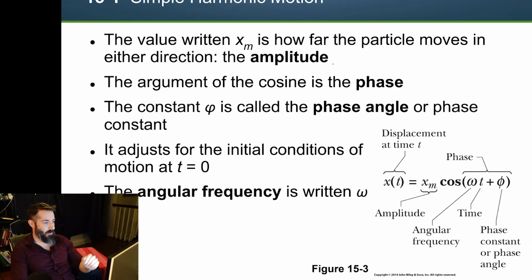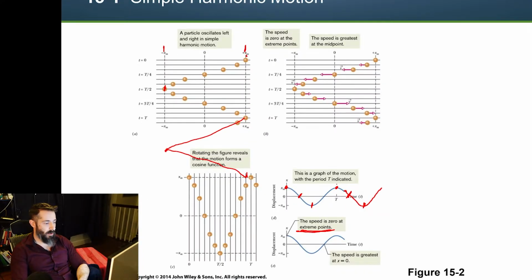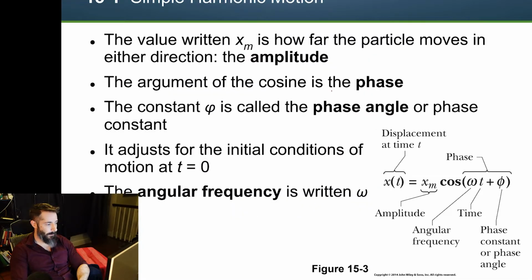Okay, so how far the particle moves in either direction is the amplitude. In this case, we're looking at the amplitude up and down. So if you look where the x-axis is 0, and then we look up, this is the amplitude going upward. And we can look at it in the negative direction going downward. It should be equal on both sides. And then what they're talking about here, the argument of the cosine is the phase.